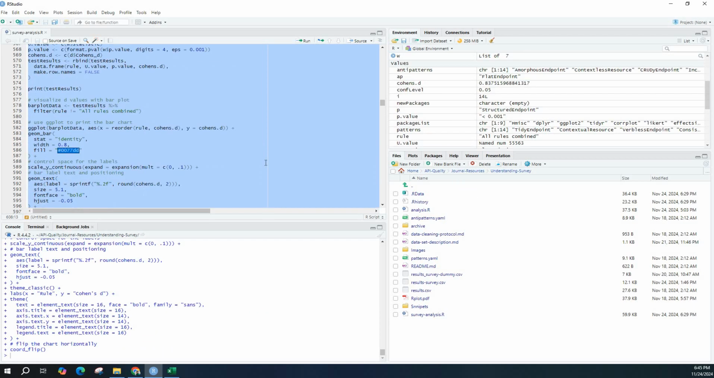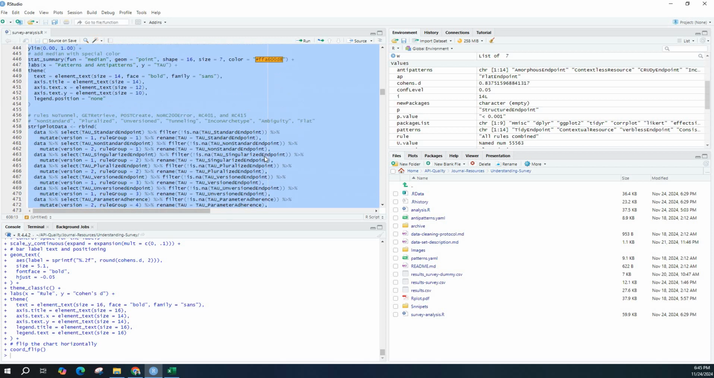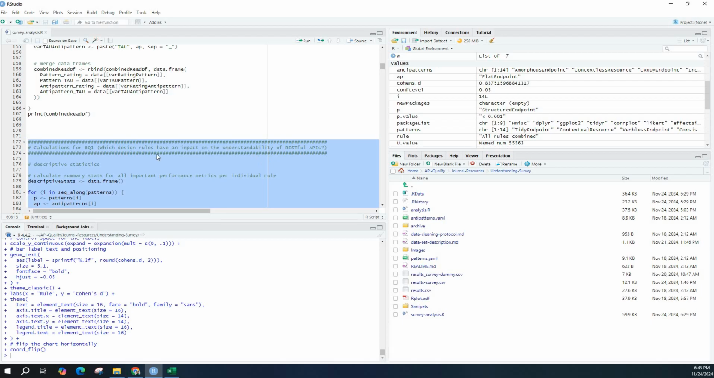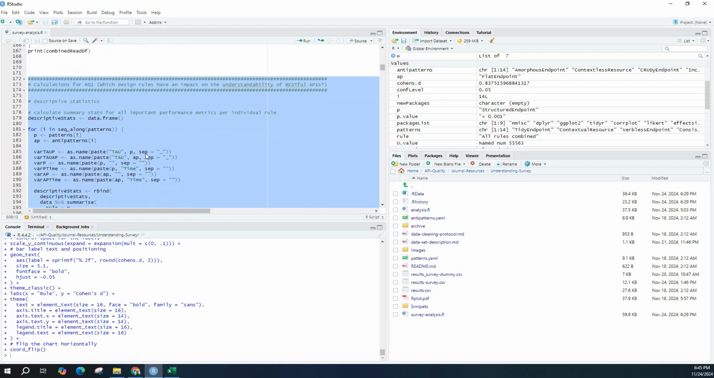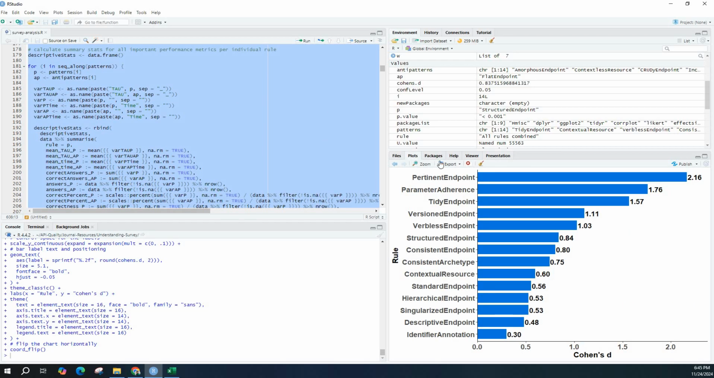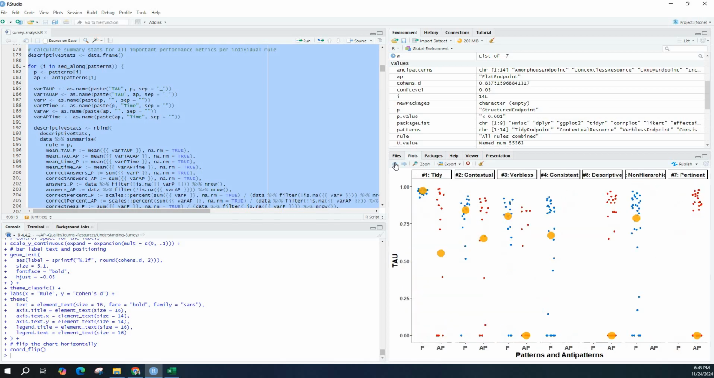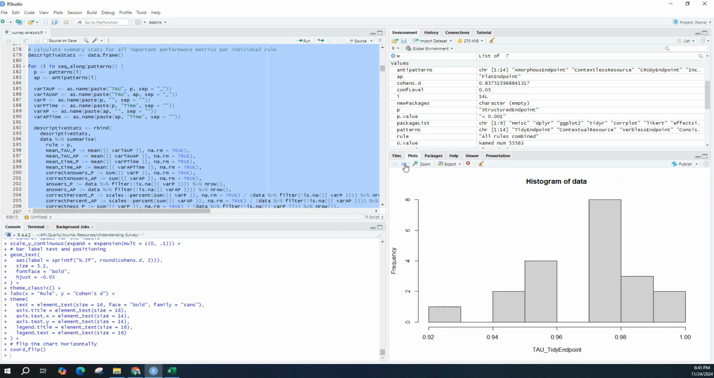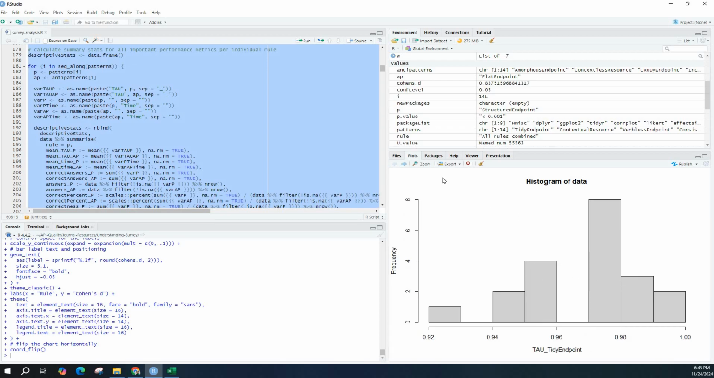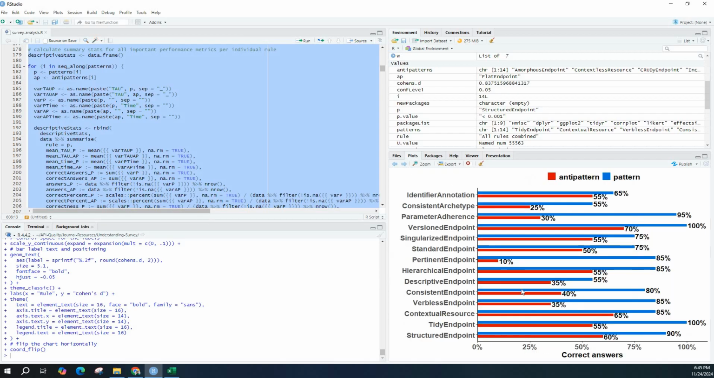Our question for RQ1 was which rule has an impact on the understandability of APIs. So we got some plots, and let me start from the beginning. This is the distribution of tau. Because tau is not normally distributed, we went for a non-parametric approach for hypothesis testing. Before that, let me explain this figure.